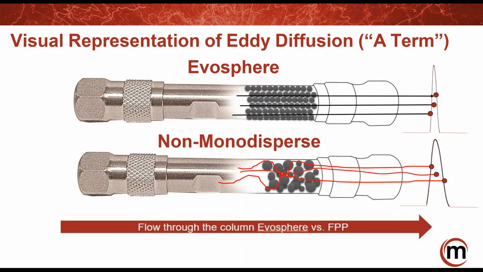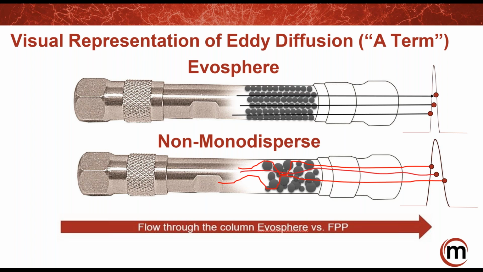And so this is trying to drive the point home. Again, if you look on the bottom column, you can see that with the non-monodisperse material, the analytes have to take a fairly tortuous path through the column. This is trying to show the same analyte, 3 of them basically, and as it goes through the column, your detector recognizes a peak. But one of those analytes took a little bit longer to get through around the particles and inside and out of the particles.